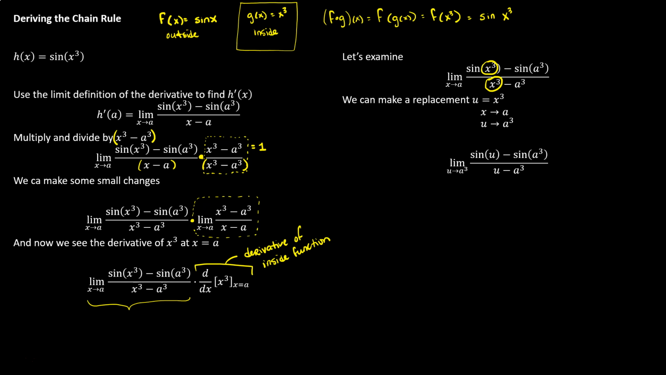So we'll rewrite the limit, changing every x cubed to be now the letter u, and then allowing the limit notation to change from x approaching a to now u approaching a cubed. It wouldn't make any sense to leave the limit as x if we've taken all of the x's out of our limit function.